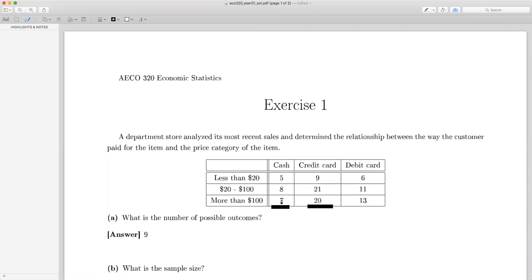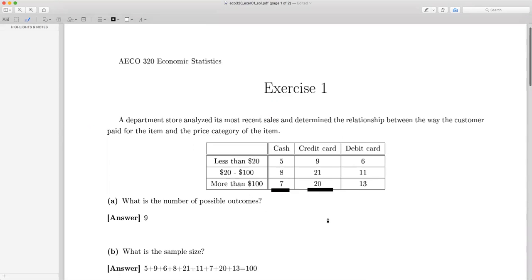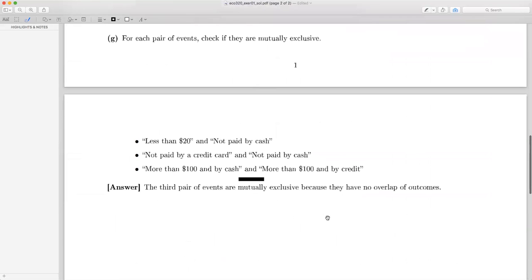It's not possible that you can pay more than 100 with cash and at the same time with a credit card, because it cannot happen at the same time. That's why this is mutually exclusive, because the intersection would be 0. But if this is or, then this is not mutually exclusive. Make sure you understand.